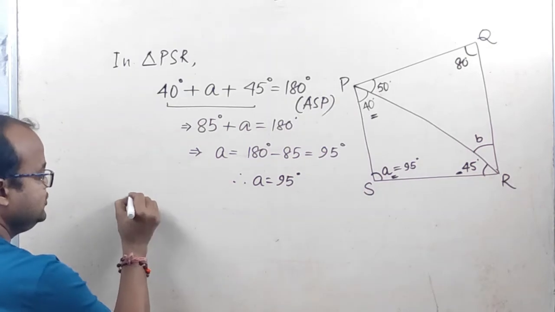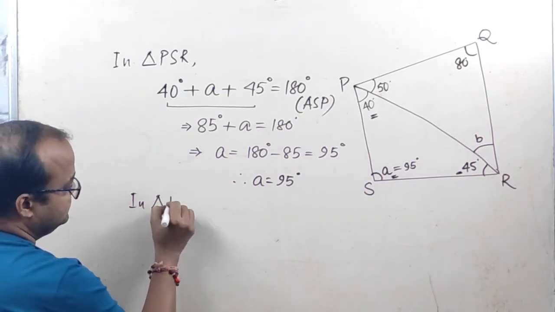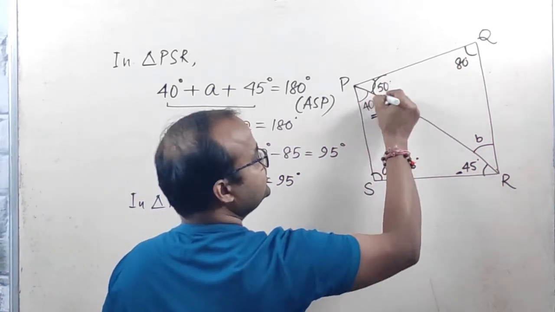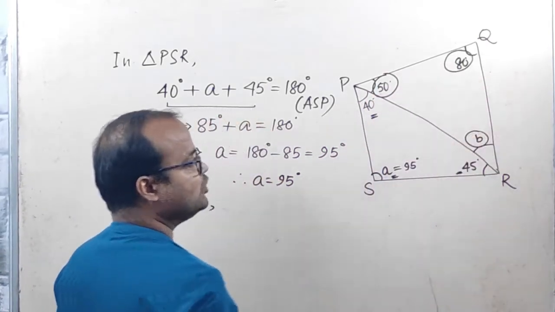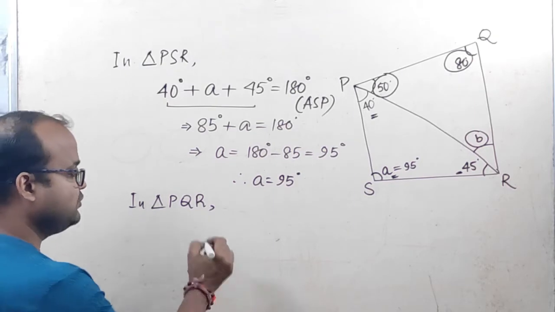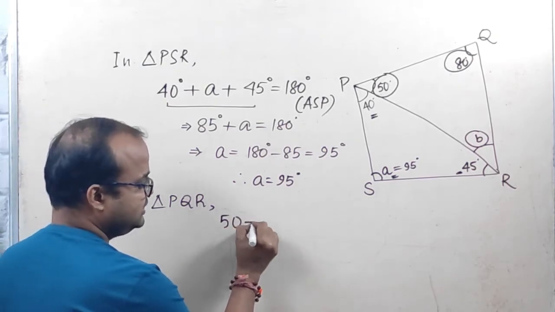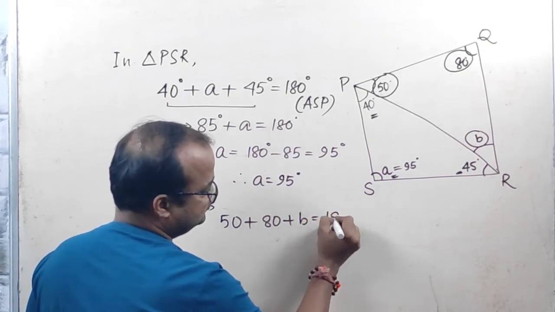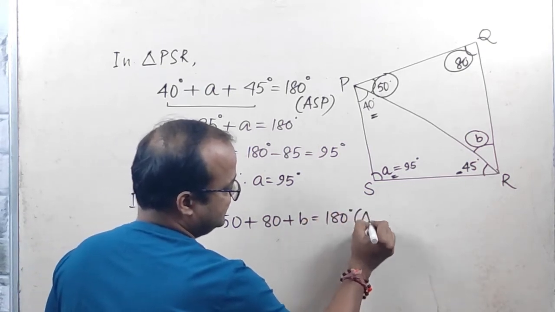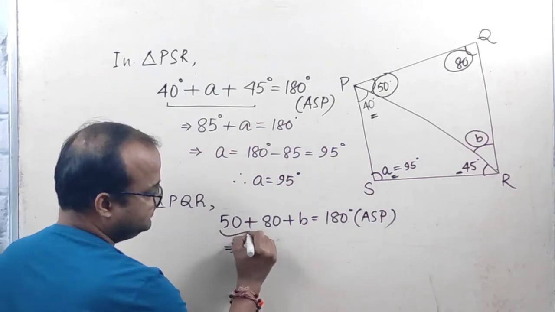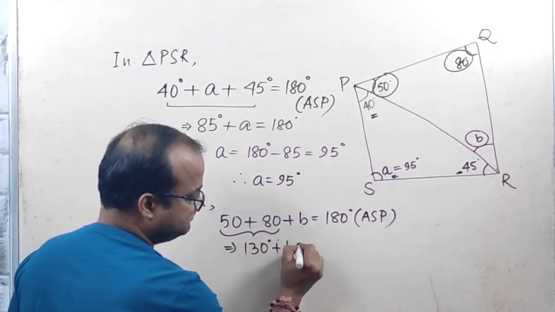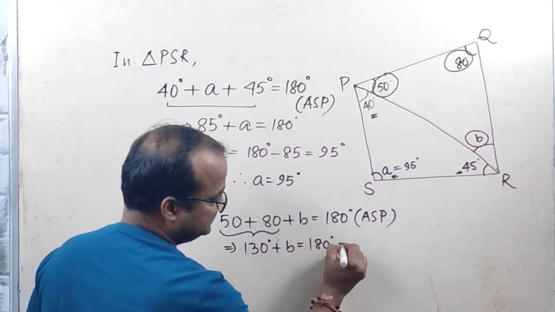So we write in triangle PQR, the sum of these three angles is equal to 180 degree. So we can say that 50 degree plus 80 degree plus B equals 180 degree. Angle sum property, 50 plus 80, 130 degree plus B equals 180 degree.